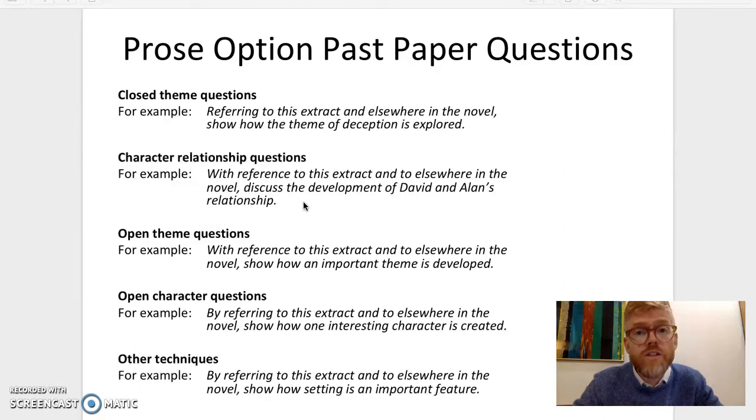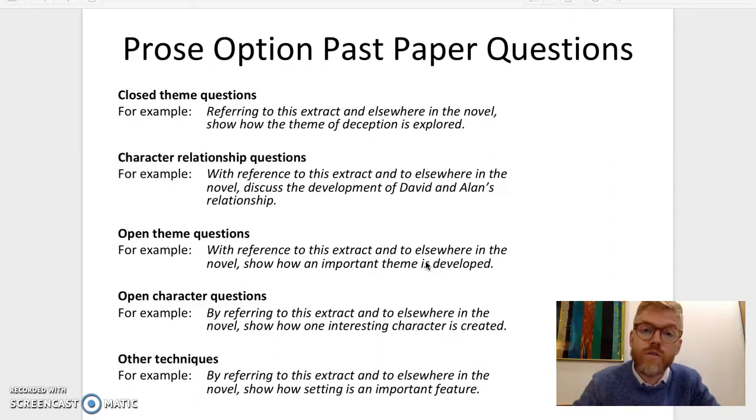Open theme questions are also asked fairly regularly. With reference to this extract and elsewhere in the novel, show how an important theme is developed. So the big difference between the open theme and the closed theme questions is that in the open theme, you're just asked to write about a theme, and you're allowed to come up with the theme that you want to write about.